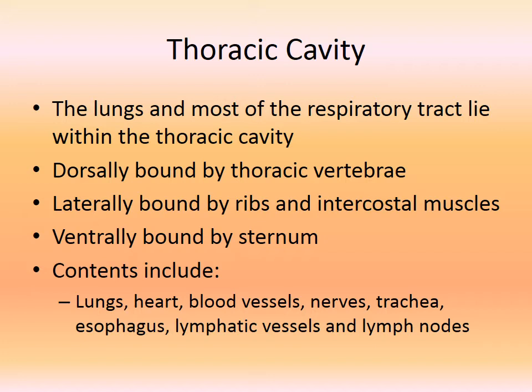And the contents within this thoracic cavity, we've talked about all these, contain the lungs, the heart, blood vessels, nerves, trachea, esophagus, which goes through the thoracic cavity to get down into the abdominal cavity, lymphatic vessels and lymph nodes as well, all found in the thoracic cavity.